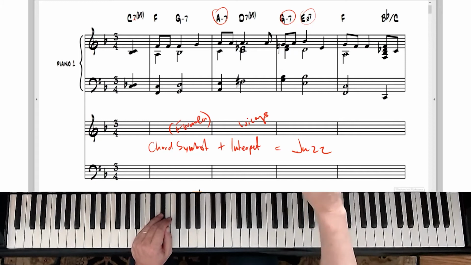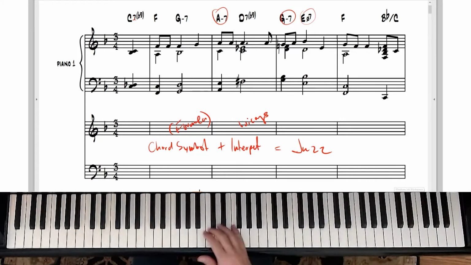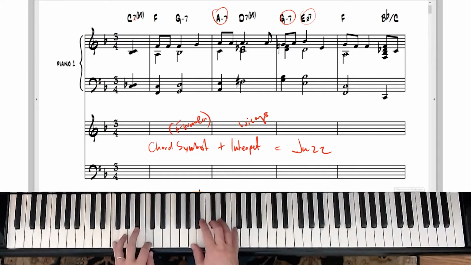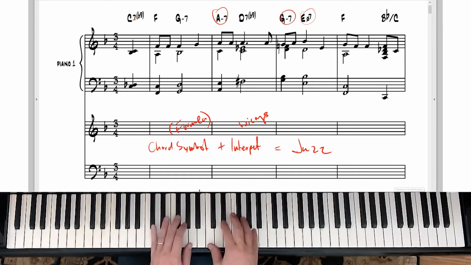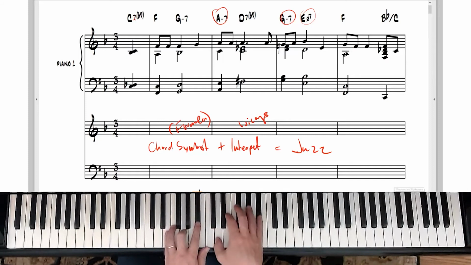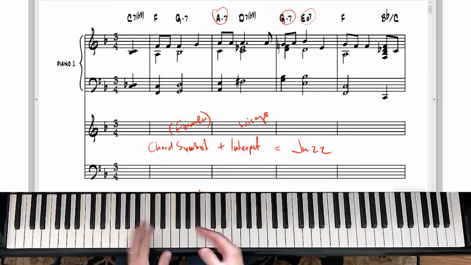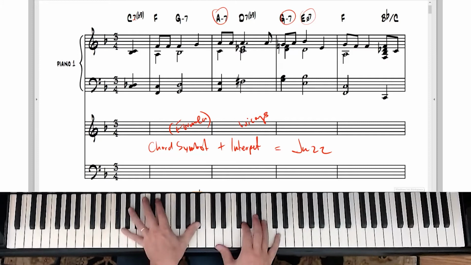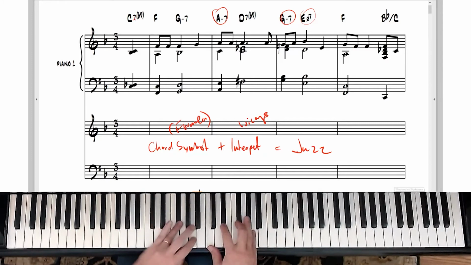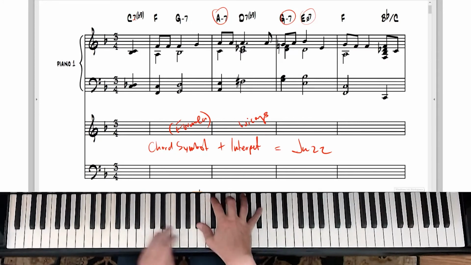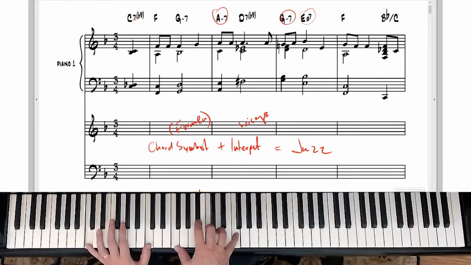That's what we're going to get to in our next video, because eventually what you want to be able to do is interpret those chord symbols. Now that's the way it's written, but if you were to interpret it differently, you could play it like this. Those are different voicings for the same chord symbols. So that's where the interpretation part comes in.